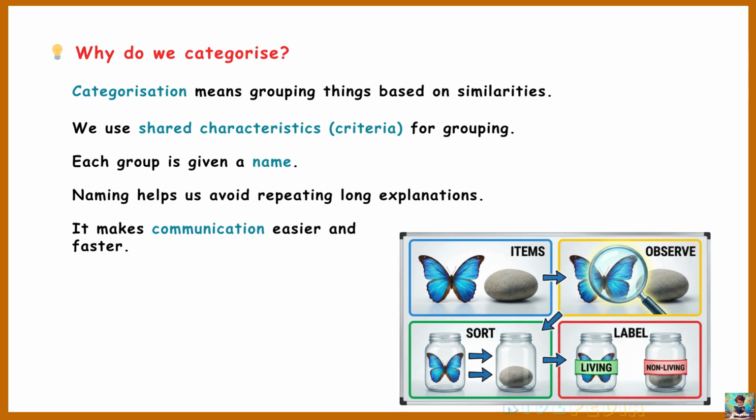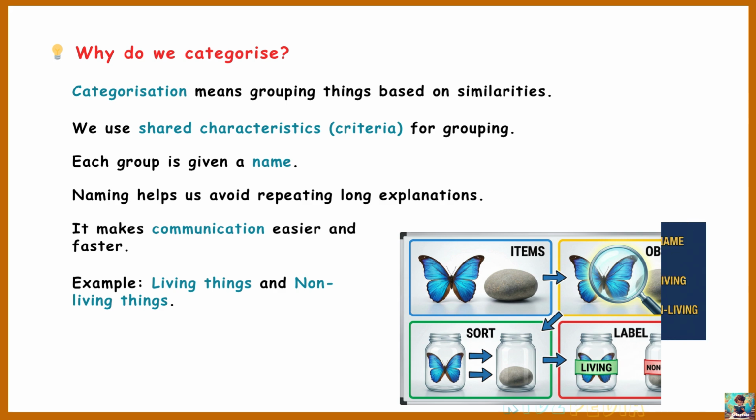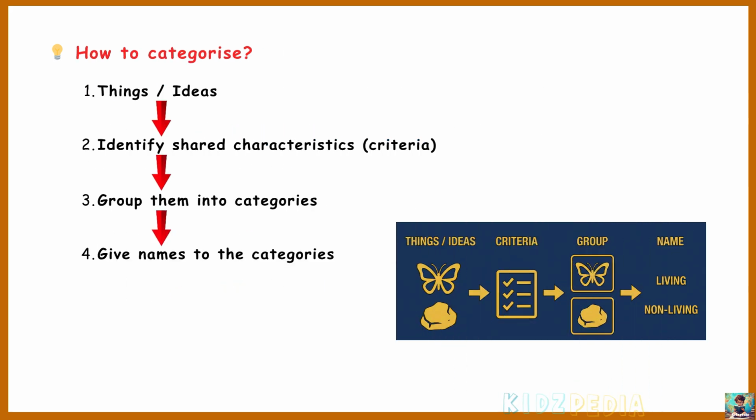We use common characteristics, that is features, to group things. Then we give the group a name and everyone understands that name. For example, we already know living things. Living things means plants, animals, etc. Non-living things means rocks, water, etc. When we say living things, you immediately understand what it means without explanation. So categorization helps us group and name things so we can understand and communicate easily. We do the same with natural resources. So natural resources are also grouped into categories to make them easier to understand and use.